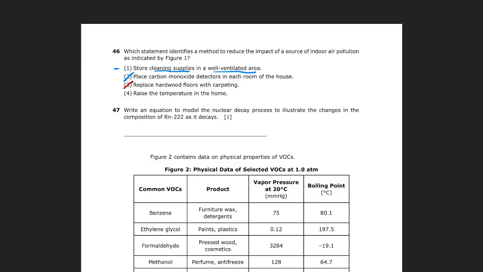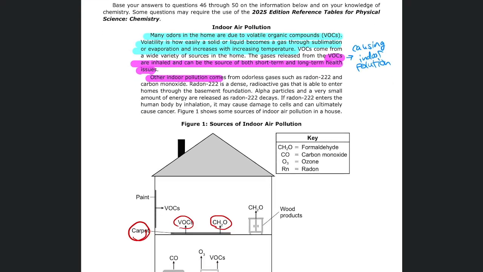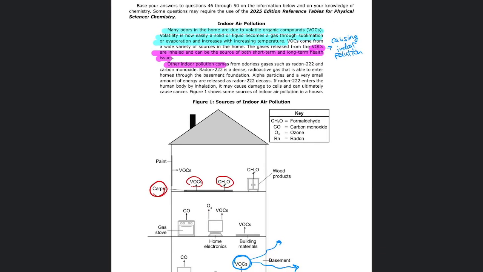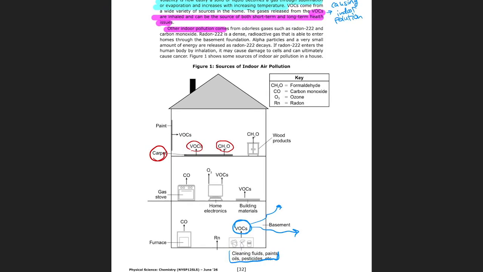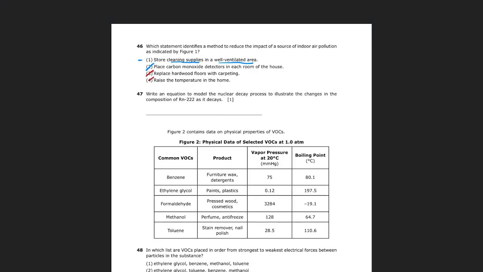Choice 4 says raise the temperature in the home. The passage explicitly states that many odors in the home are due to volatile organic compounds, and volatility is how easily a solid or liquid becomes a gas through sublimation or evaporation, and this increases with increasing temperature. If we are increasing the temperature, we're going to cause more volatile organic compounds to exist as a gas, which is exactly what we don't want. So for that, we're going to eliminate choice 4 and select our correct answer, which is choice 1.